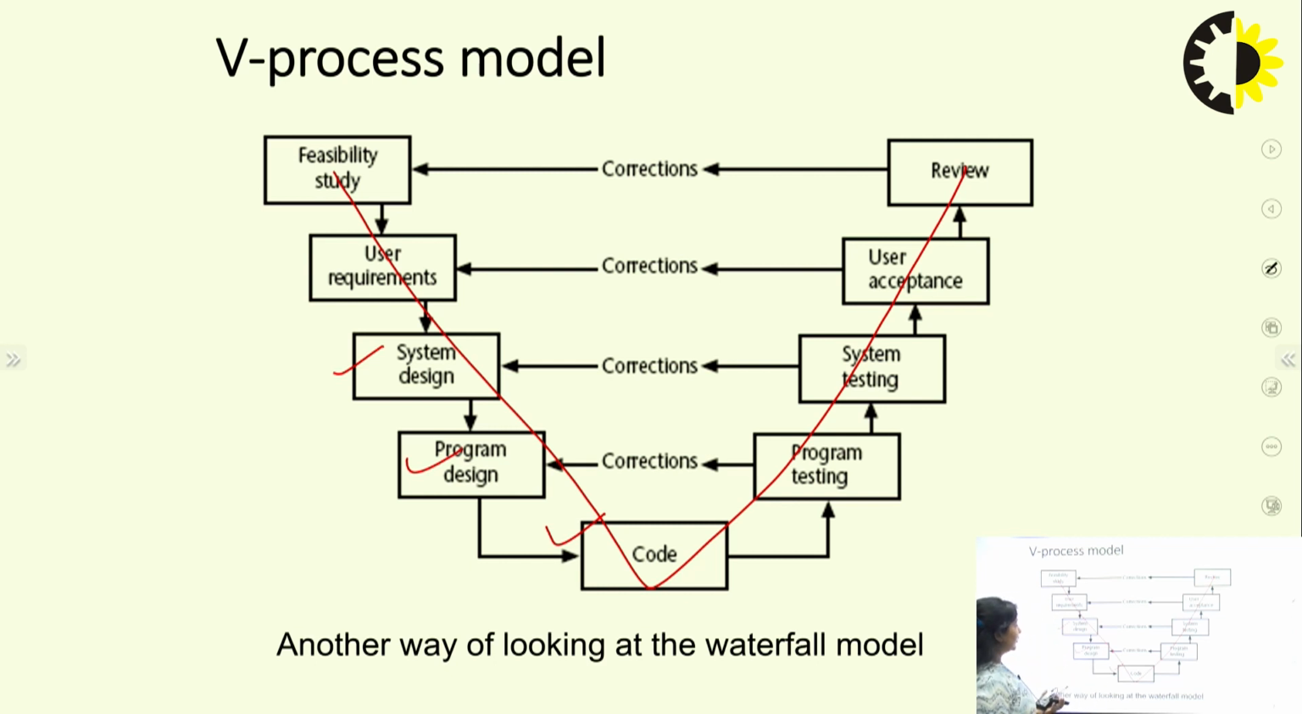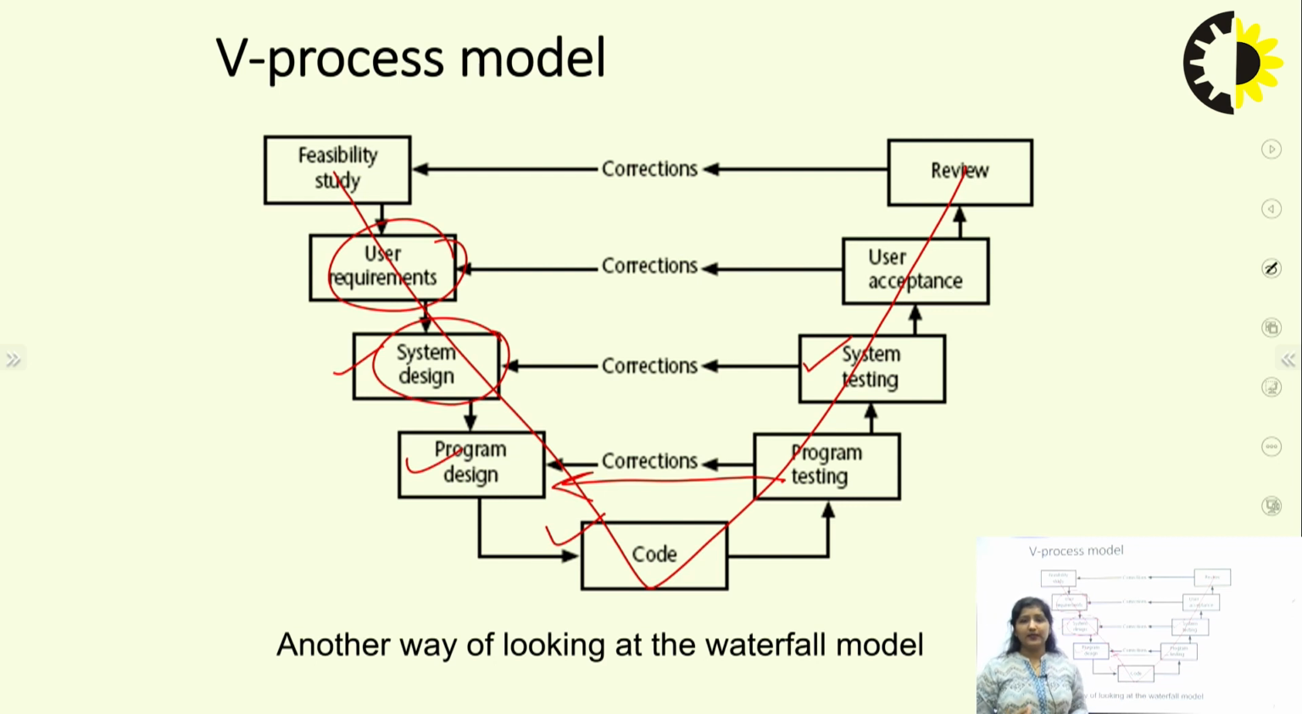Like see in this particular figure, program design and program testing. If anything falls short, then the corrections can be done in the program designing, if in testing any error occurs. Similarly, during system testing, if any other error occurs, then the correction can be done at the system design. At the user acceptance, if some error occurs, the corrections can be made at the user requirements. And in the review, if the corrections are there, then the feasibility study will be corrected.